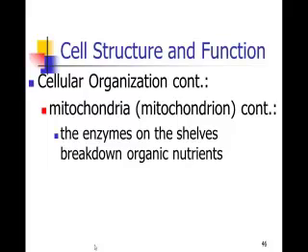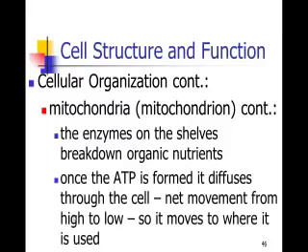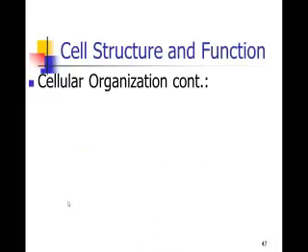So, as I mentioned, the enzymes are going to be on those shelves, and the shelves increase the surface area, which means there are more enzymes to break these things down that you are able to get into the mitochondria. Then, once the ATP forms, it diffuses from an area of high concentration to low concentration. It should be in high concentration within the mitochondria because that's where it's being produced. It's going to be in low concentration throughout the cell where it's being used. So it basically moves from where it's formed to where it's used. There's a net flow from high to low.